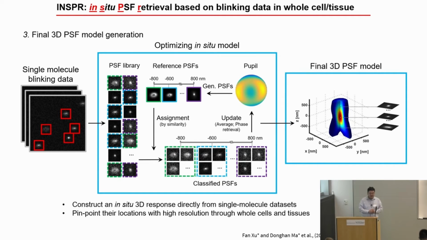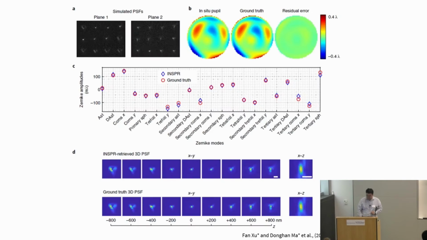We find that converging in 5 to 7 iterations gives you a fairly robust point-spread function model describing the in situ 3D response directly from the single molecule data set. And then we can use this 3D in situ PSF model to pinpoint single molecule locations through whole cells and tissues. This is demonstrated further, for example, in the simulated PSF. We will show experimental data demonstrations later.